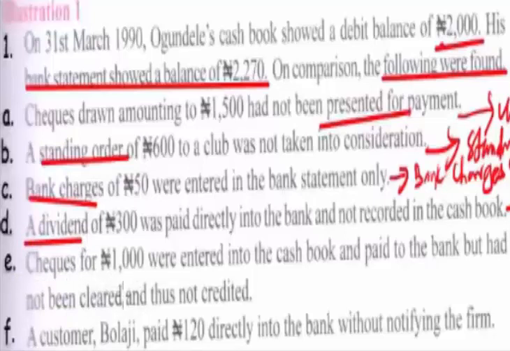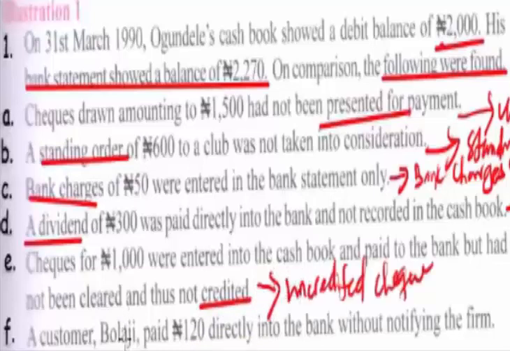E. We have checks for 1,000 naira that were entered into the cash book and paid to the bank but had not been cleared and thus not credited. The single fact we saw, credited here, automatically means that this is an uncredited check. Lastly, a customer, Bolaji, paid 120 naira directly into the bank without notifying the firm. This is a credit transfer.